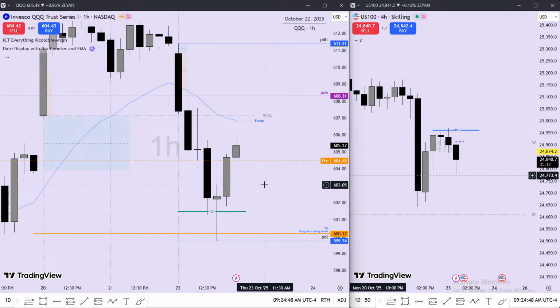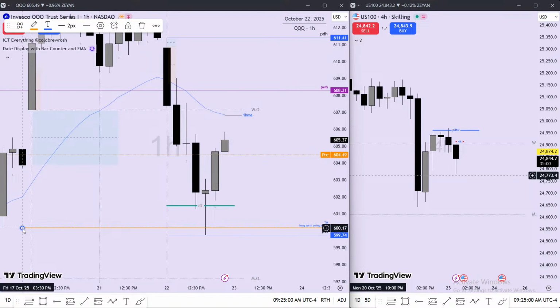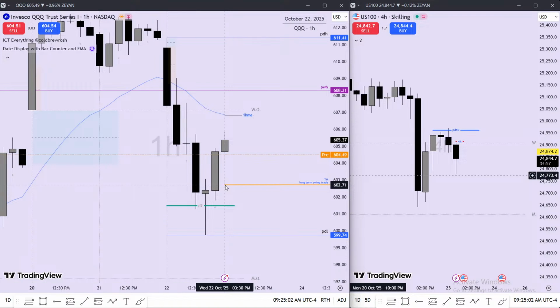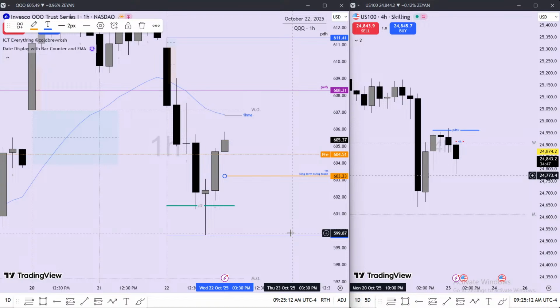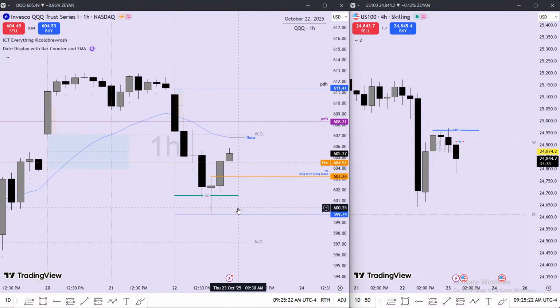603.26. We have everything we need from the hourly now.